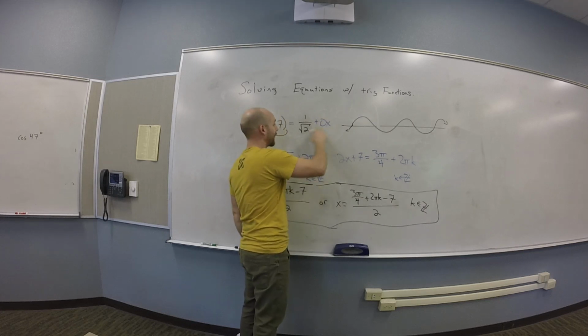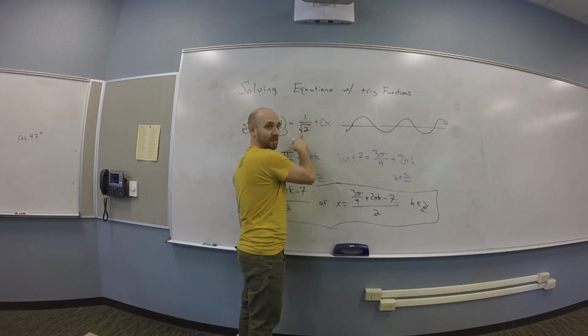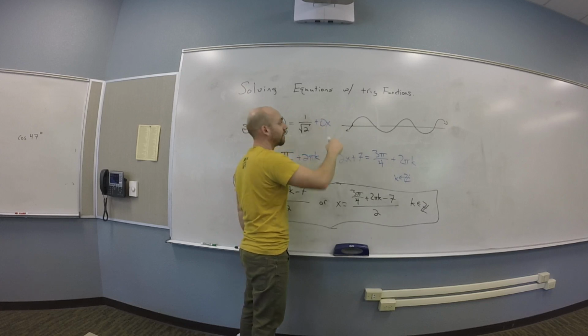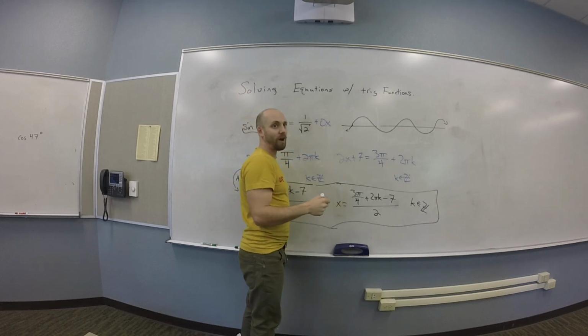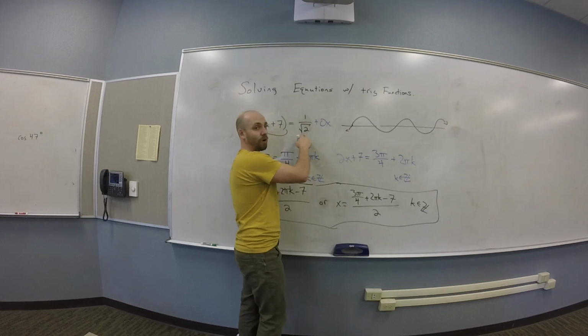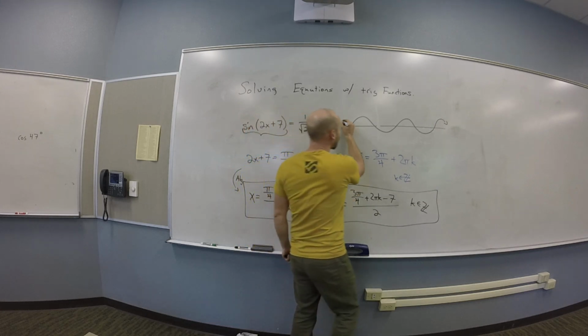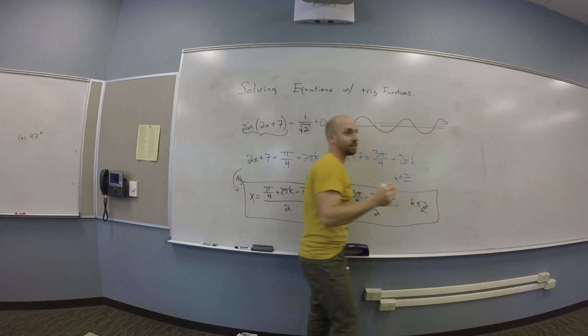Mx plus b, right? Where the m part is 0. So it's a line that passes through the y-axis at 1 over the square root of 2 and has 0 slope. So that's flat, right? That's like this.